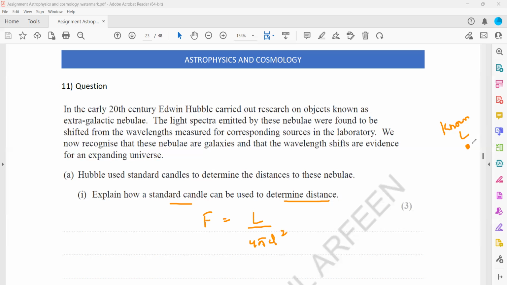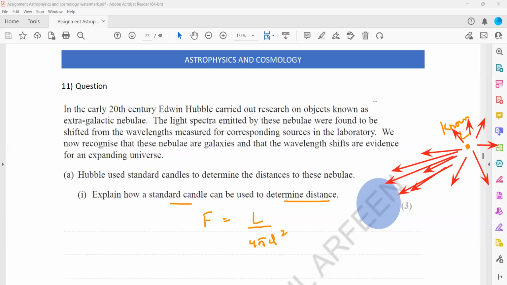So for example, for this galaxy or star we focus on, we know its luminosity, that is the rule for a standard candle, and we are observing on the Earth, so we measure how much flux we receive from it. Flux means how much radiation we receive on a unit area. The object is emitting radiation, but how much we receive on a unit area is called the flux. So we measure the flux on the Earth, and what is d?